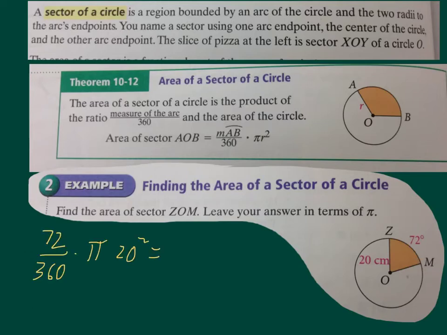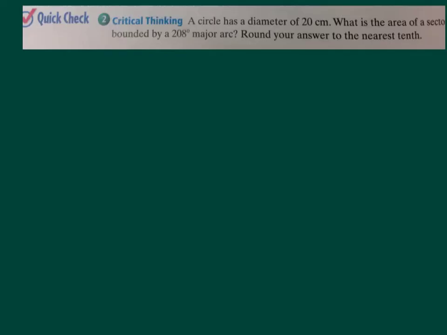In example 2, you want 72/360ths, or 1/5, the area of the circle. What's the area of the circle? Pi r squared, which would be 400 pi. So you want 1/5 of 400 pi. So the area of this sector is going to be 80 pi. It says leave it in terms of pi, so we are not going to punch that into our calculator. Our answer is just 80 pi. All right, now let's try quick check number 2.